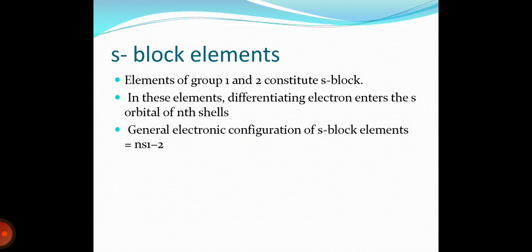On the basis of electronic configuration, elements are classified into four blocks known as S, P, D, and F block. The elements of group 1 and 2 constitute S block. In these elements, the differentiating electron enters the s orbital of n shell. The general electron configuration of s block elements is ns1 to 2.